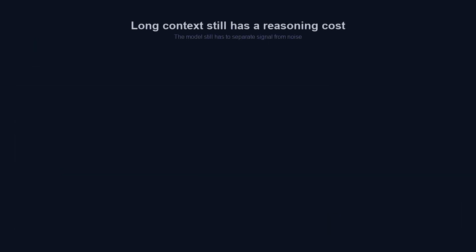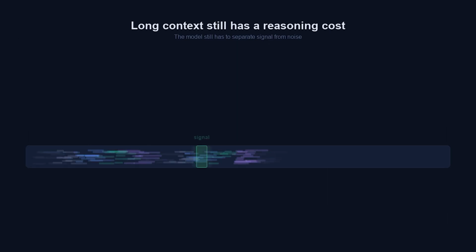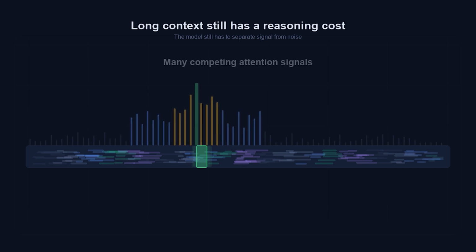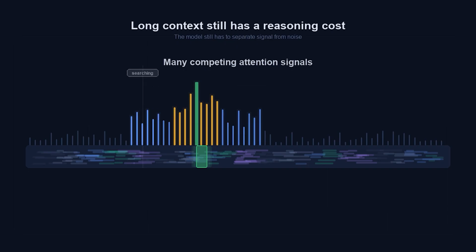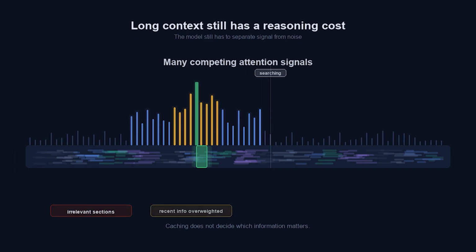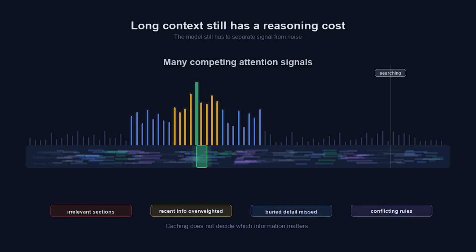There is another subtle issue. Even if cached tokens are cheaper to process, the model still has to use the relevant information correctly. A huge prompt may contain the answer somewhere, but that does not mean the model will reliably find it. Long context creates an evaluation problem. The model may attend to irrelevant sections, or it may overweigh the recent information, or it may miss a small detail that's buried in the middle. Caching does not solve this problem.